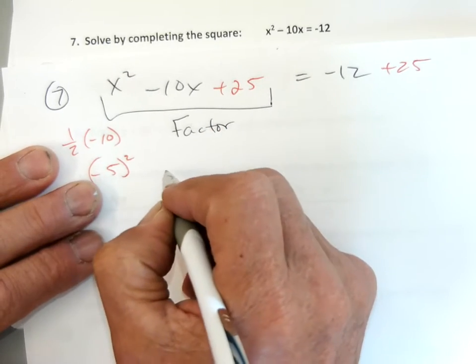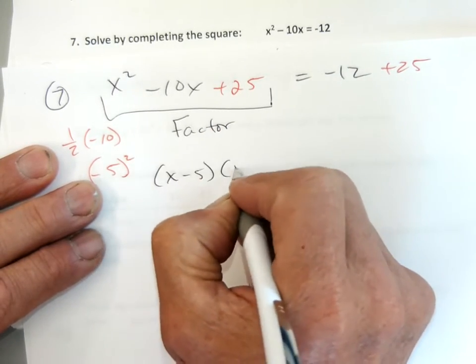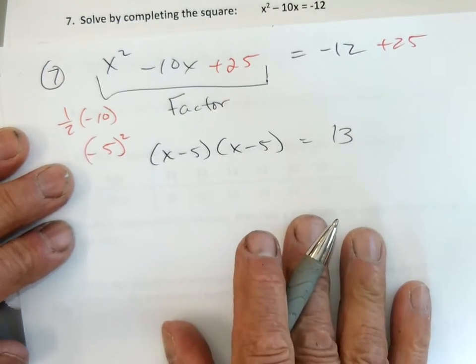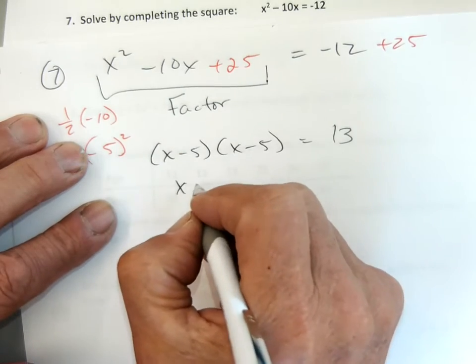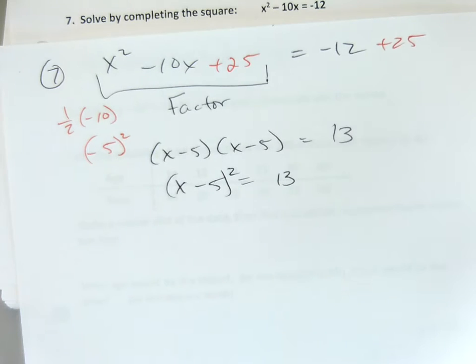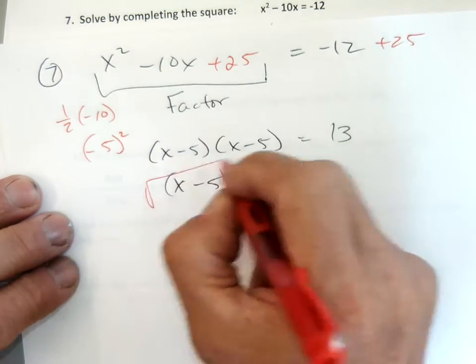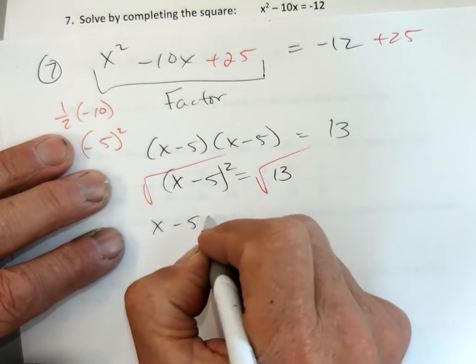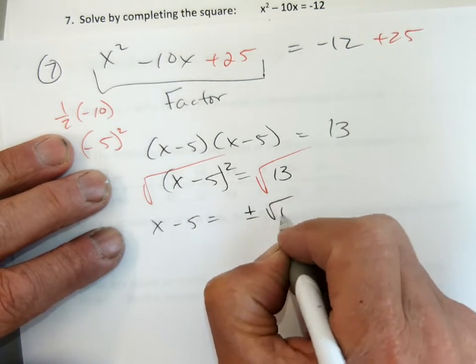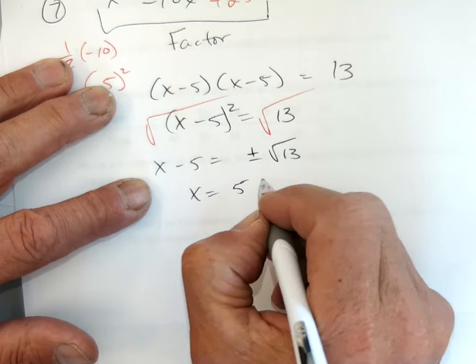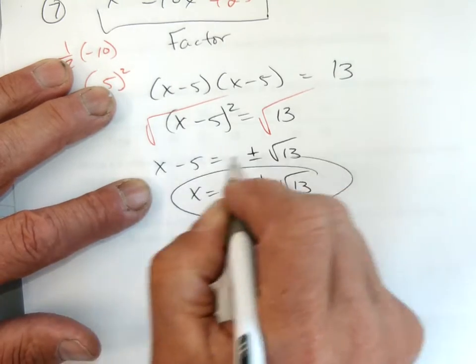It factors into x minus 5 quantity squared equals 13. Square root both sides, 2 answers, right? 2 answers, when x minus 5 equals plus or minus the square root of 13. Plus 5, x equals 5 plus or minus the square root of 13. How's that?